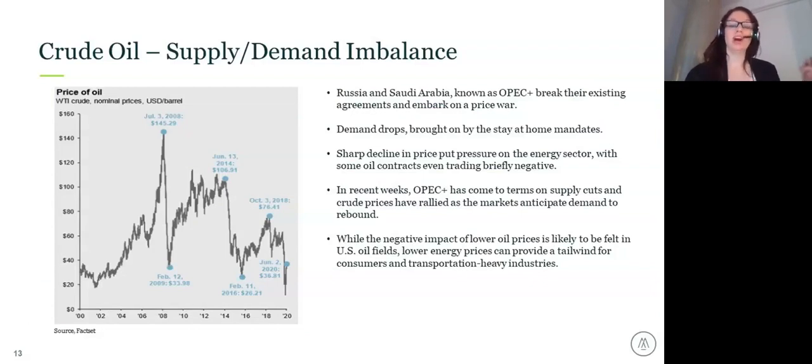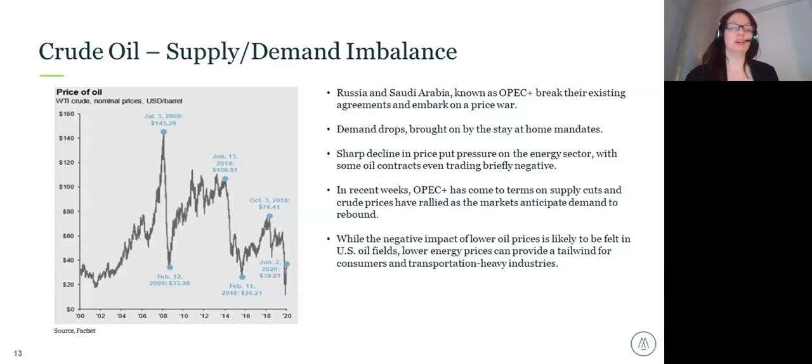Not long after, of course, there was this extreme demand drop brought on by the stay-at-home mandates due to the coronavirus. This combination of supply and demand shock caused a deep decline in the price of crude oil that you can see here and put a lot of pressure on the energy sector. You may have seen in the news in late April that some oil contracts even traded at negative prices as producers scrambled to find storage for this vast amount of oversupply.